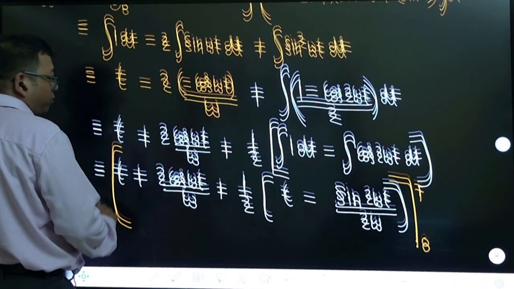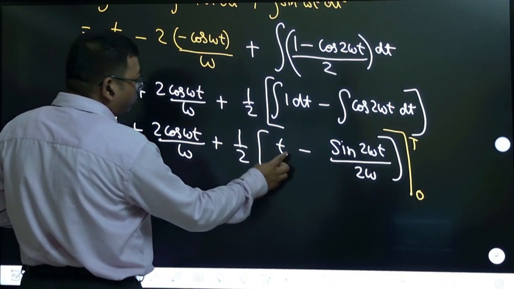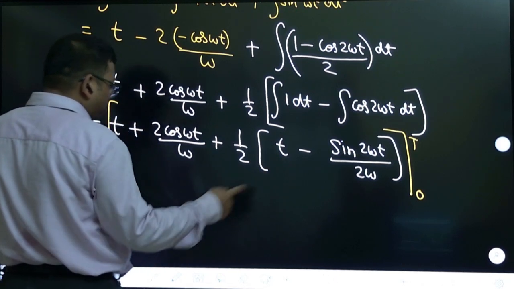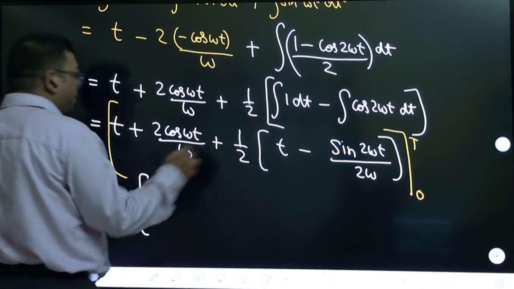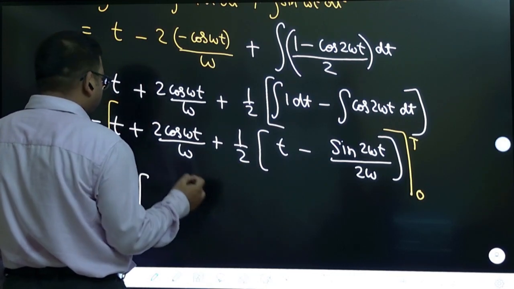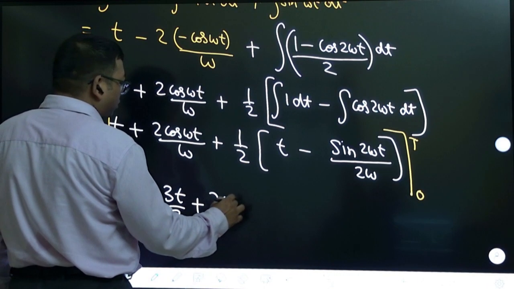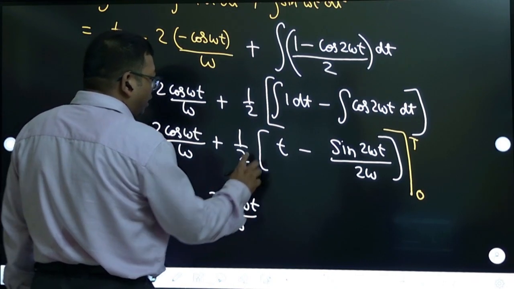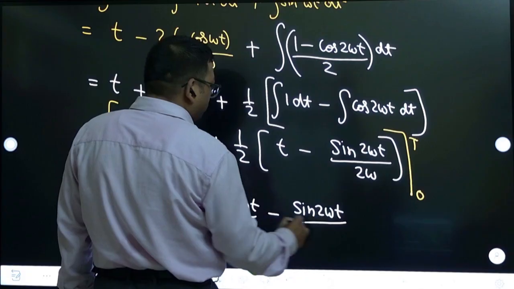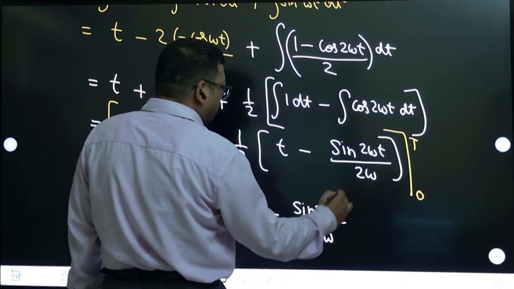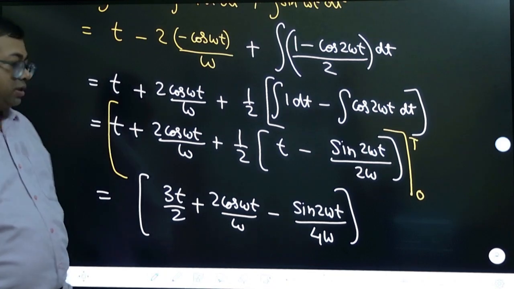If you want a little bit of simplification inside, you can do it, because this is t and this you can open, so that will become t by 2, right? You can simplify inside a little bit before putting the limits. If you open this, t plus t by 2 becomes 3t by 2, then 2 cos omega t by omega, and minus sine 2 omega t by 2 into 2, that is 4 omega. Note that I have opened this half and simplified this into 3 terms. Just check this calculation.